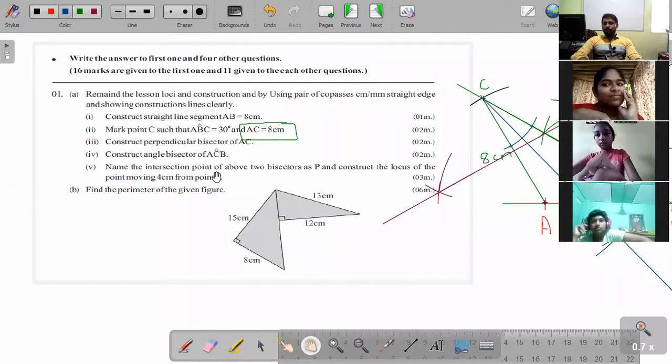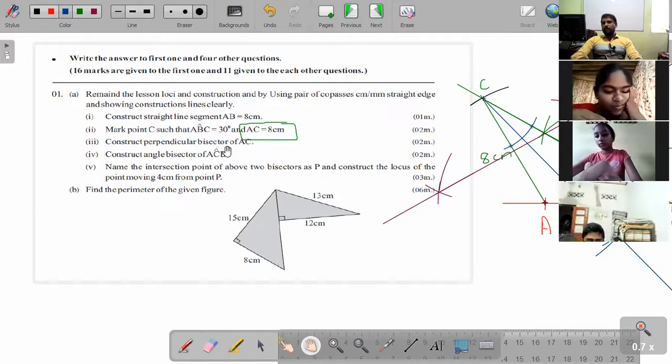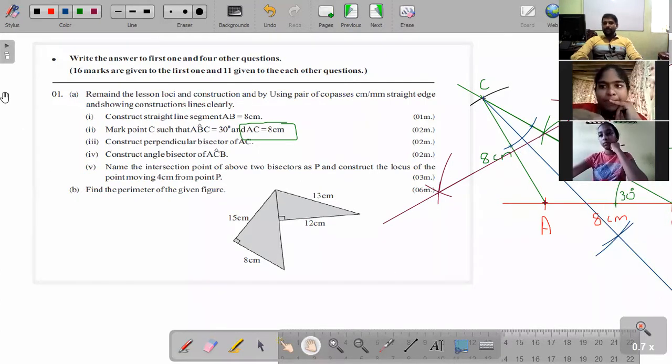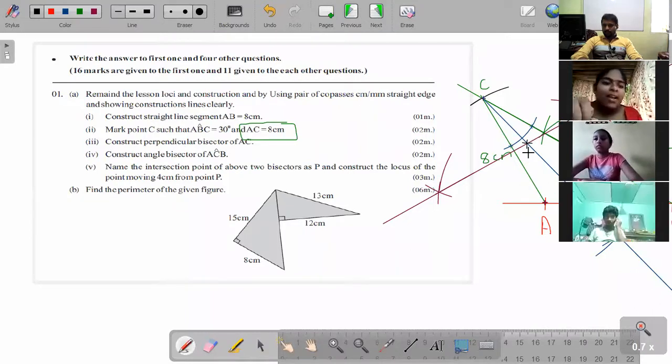Name the intersection point of above 2 bisectors as P. Above 2 bisectors mean 3rd part and 4th part, no? Perpendicular bisector of AC and angle bisector of ACB angle. These 2 bisectors meeting point, intersecting point, you have to mark as P. That's the meeting point, no? That's the angle bisector. This one is the perpendicular bisector. That's the meeting point. This point you have to name as P. Another 1 mark you can get for that part. That's the P.